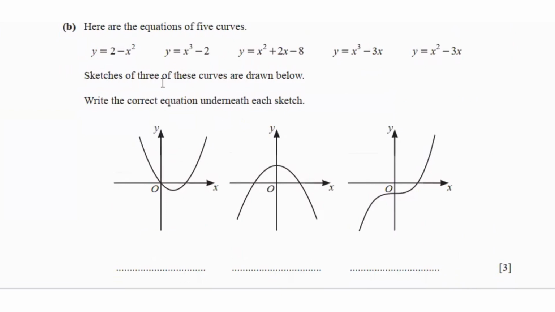y equals 2 minus x squared, y equals x cubed minus 2, y equals x squared plus 2x minus 8, y equals x cubed minus 3x, and y equals x squared minus 3x. Sketches of 3 of these curves are drawn below. Write the correct equation underneath each sketch. So if you look at the first one, that's a quadratic curve, but it's a minimum quadratic curve.